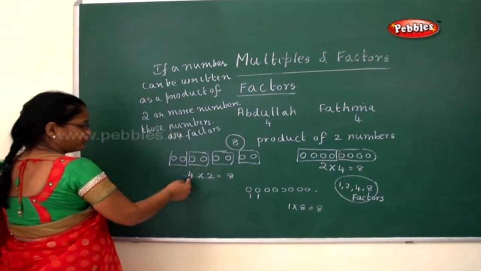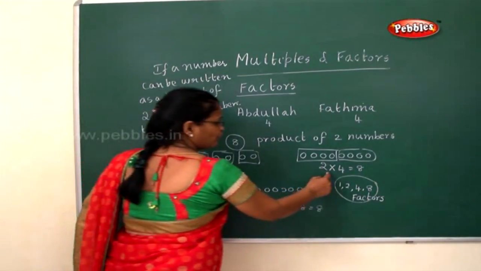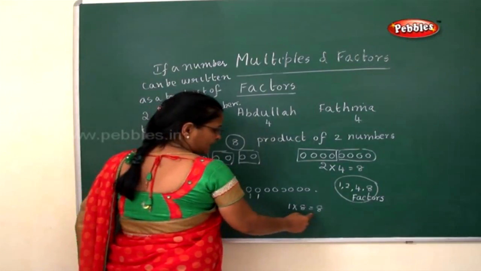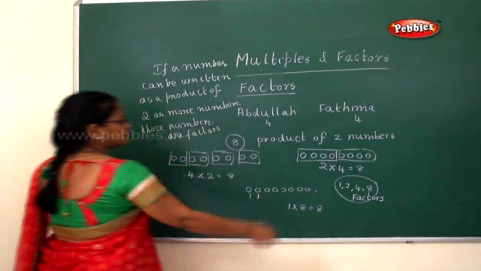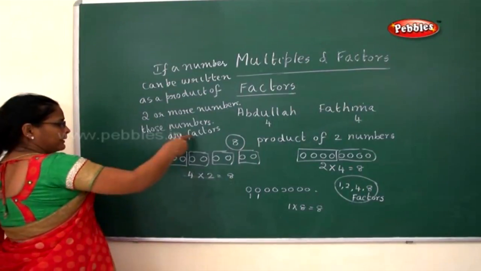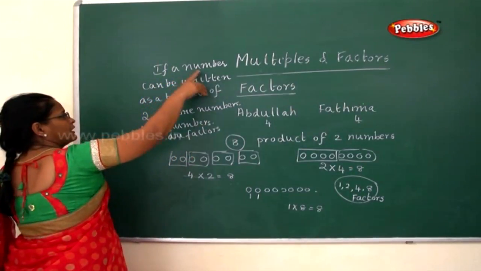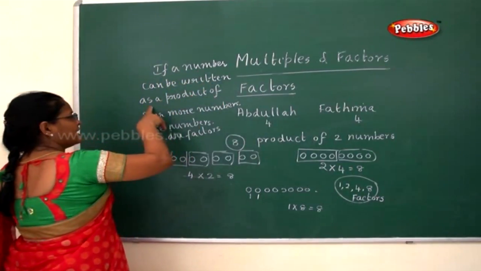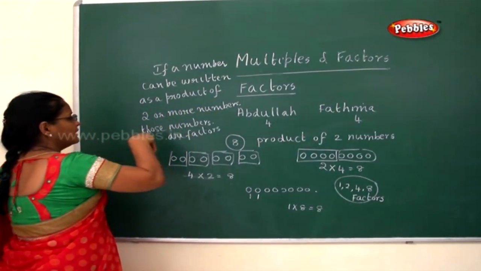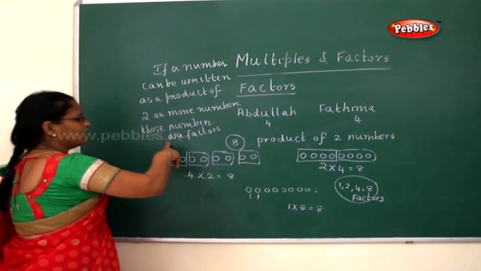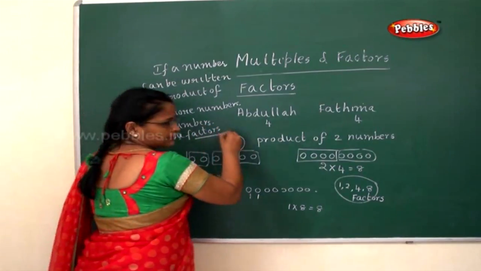See, I told you 4 2s are 8, 2 4s are 8, 1 8 is 8. So 1, 2, 4 and 8 are the factors of number 8. I'll repeat once again: if a number can be written as a product of 2 or more numbers, those numbers are called factors.